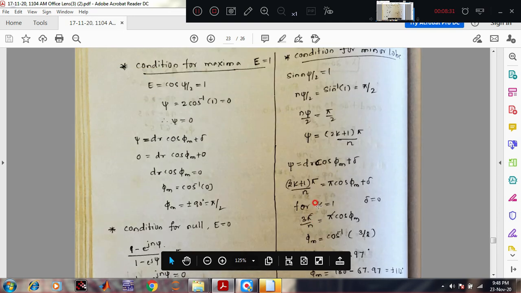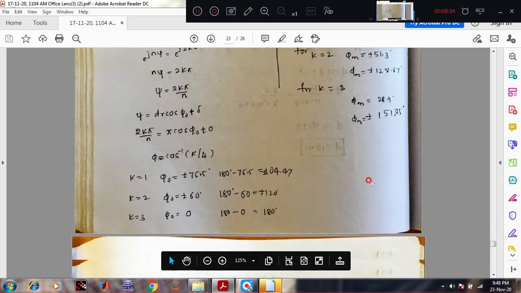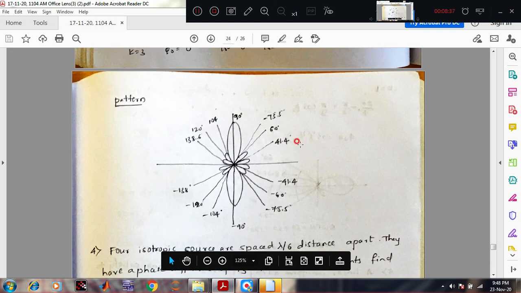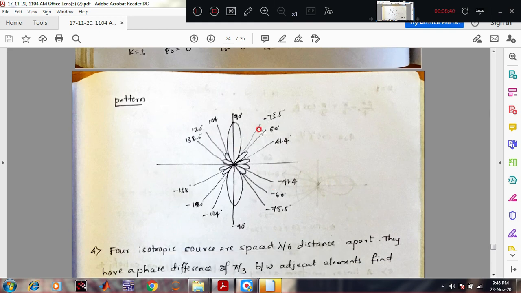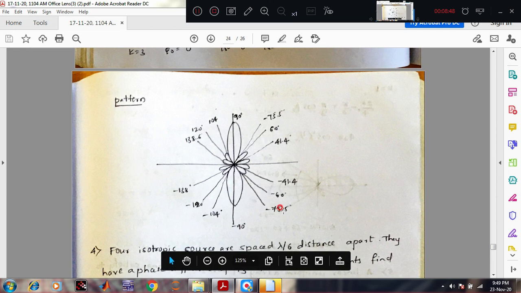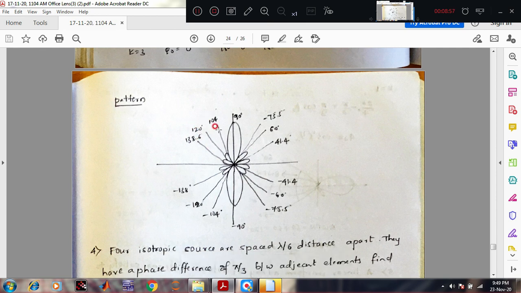See, these are the maxima, the minor lobe angles, and these are the null angles. Here, at these angles, plus or minus 75 degrees, 41, and then minus 41, and then minus 75, and then minus 104, minus 138, minus 120, minus 104 degrees. These are the nulls. The minor lobe angles are plus or minus 120, plus or minus 60. So this is how the radiation pattern looks.